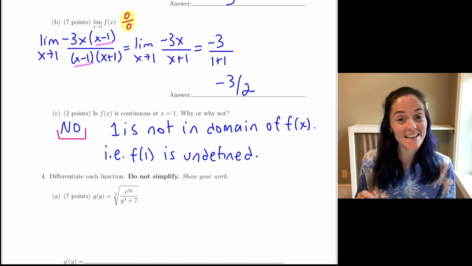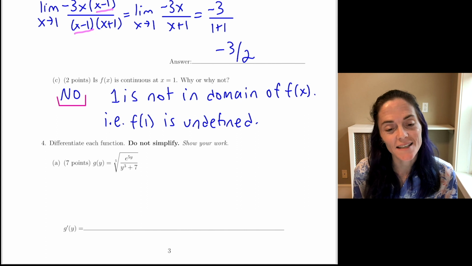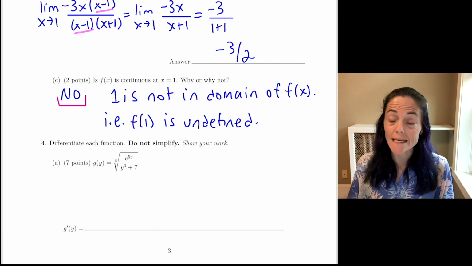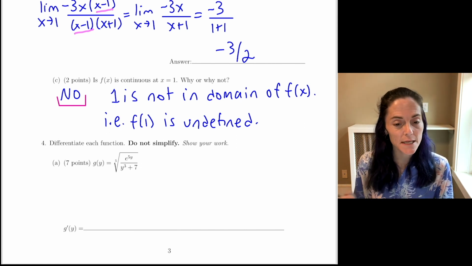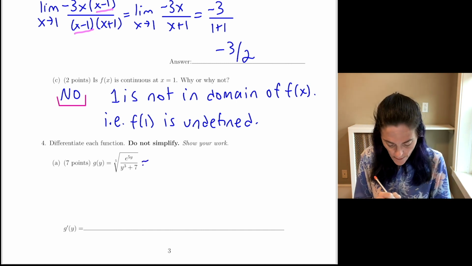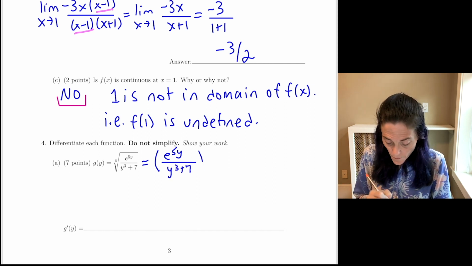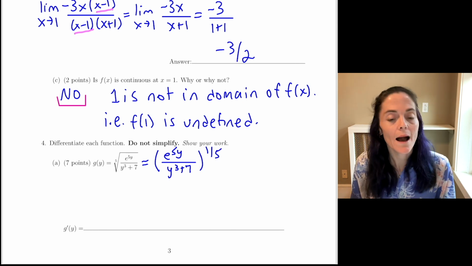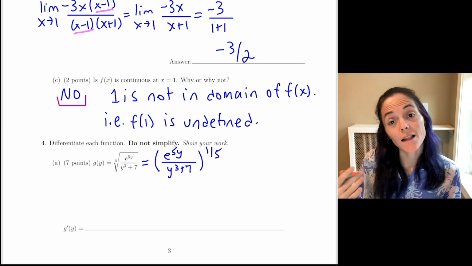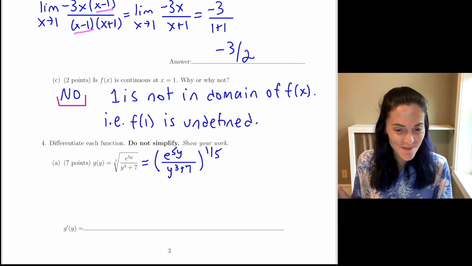Okay, great question. Let's move on. We have two parts to this number 4: differentiate each function, and we do not simplify. It's really a test of, can we remember our rules here? There are a few ways we can go about g of y. Maybe I'll rewrite this as a power: e to the 5y over y cubed plus 7, to the power 1 over 5. I'm going to do chain rule followed by a quotient rule. There are other things you could do, but this is the way I will go about this problem.